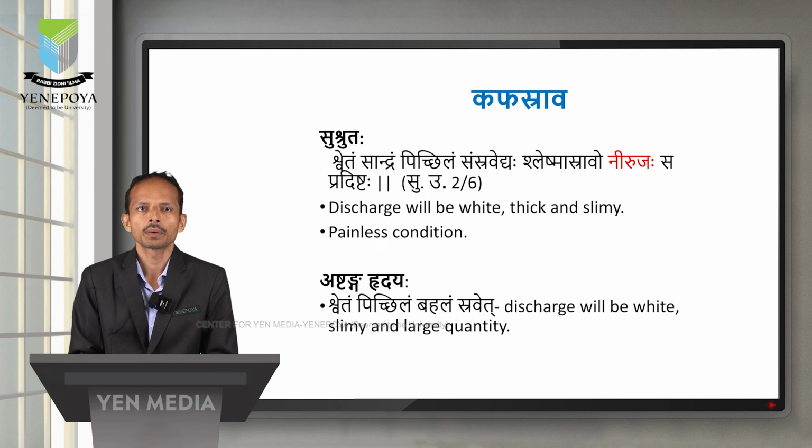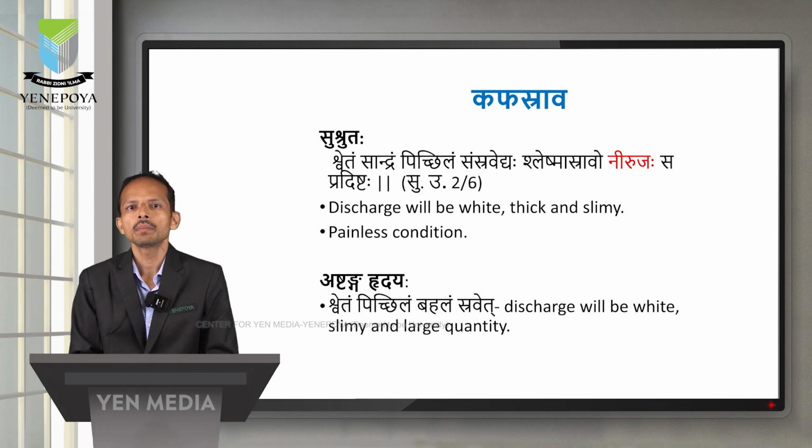And Kapha Srava. As per Sushruta: Shvetam Sandram Pichilam Samsravedya Shleshmasravo Nirujam Sa Pradishtaha. That means due to the Kapha Prakopa, there will be a thick Pichila Yukta discharge. It's called a Shleshmasrava, and this condition is painless. According to Ashtangahridaya: Shvetam Pichilam Bahalam Sravet. So the discharge will be white, slimy and in large quantity.